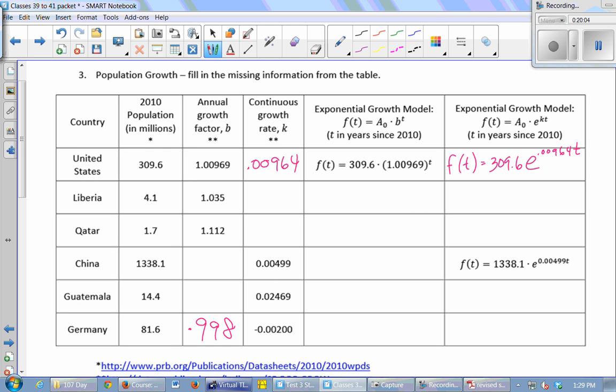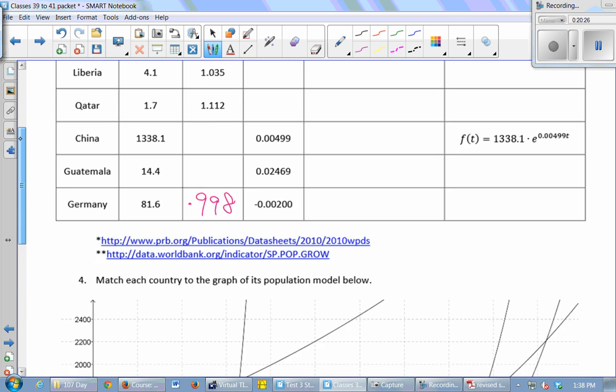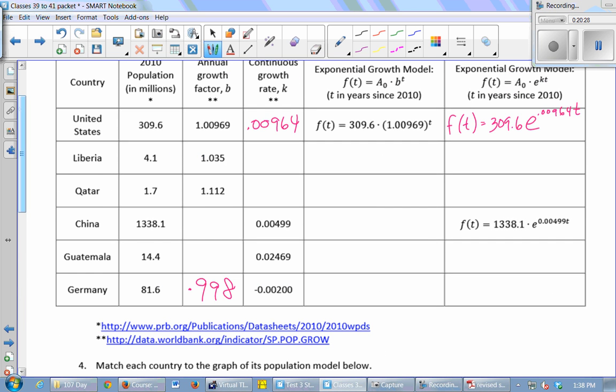All right, so take a few minutes in your groups to fill out this whole chart. Get all the growth factors, all the continuous growth rates, and all the models. Okay, so let's just look at the graphs together for a minute. Most people figure out which countries go with which, but just so that I can make sure we're all on the same page here. I graphed these models by using the formulas that we wrote in the last two columns. They're equivalent, so you could use either formula, right?